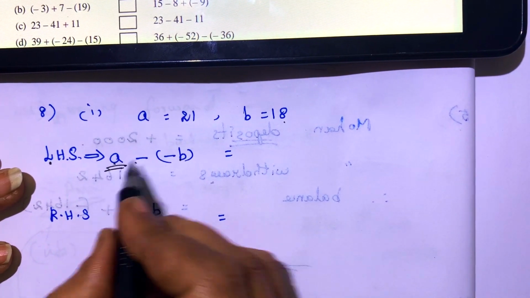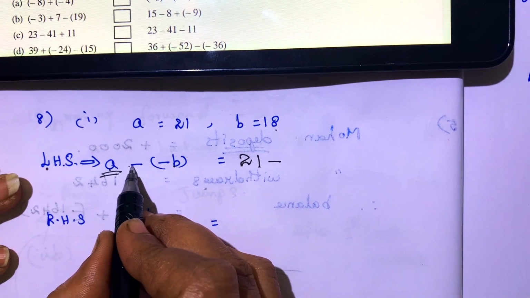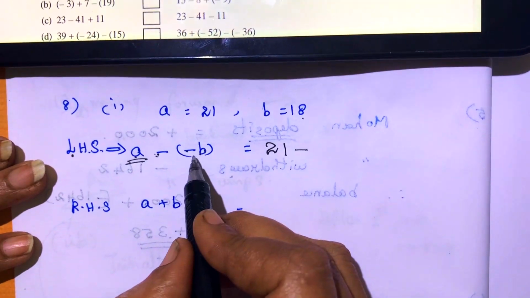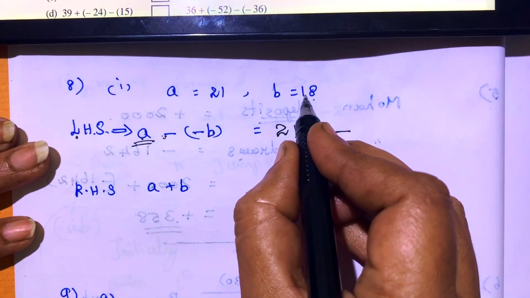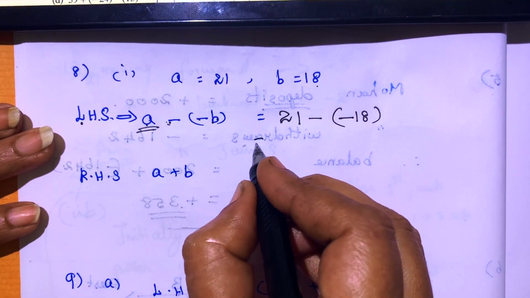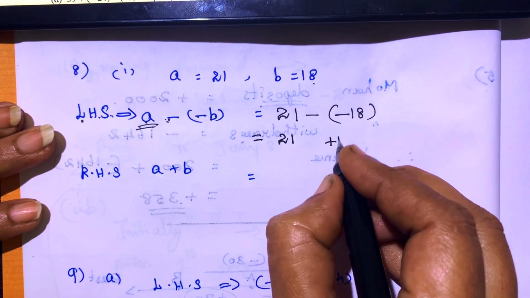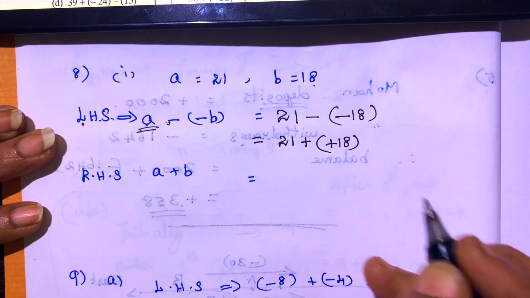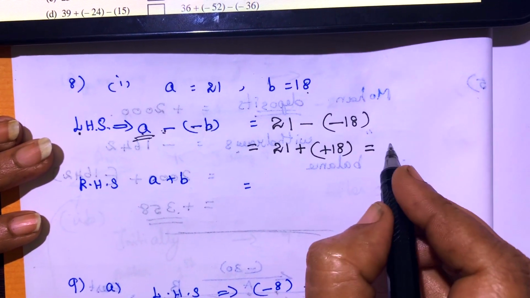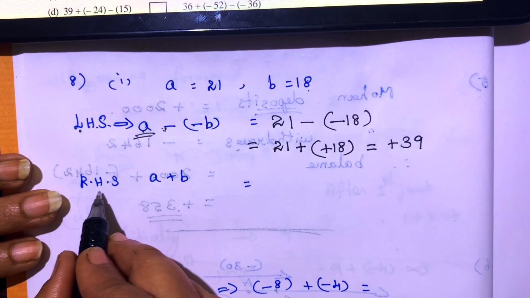So here A value we have to write 21, then minus, they say minus B. Here only B value they have given, but we have to find out minus this B value I have to write. Can you understand? So is equal to 21, this additive inverse is plus 18 and here also plus sign. So is equal to 21 plus 18 is 39. Now we can find out right hand side value.